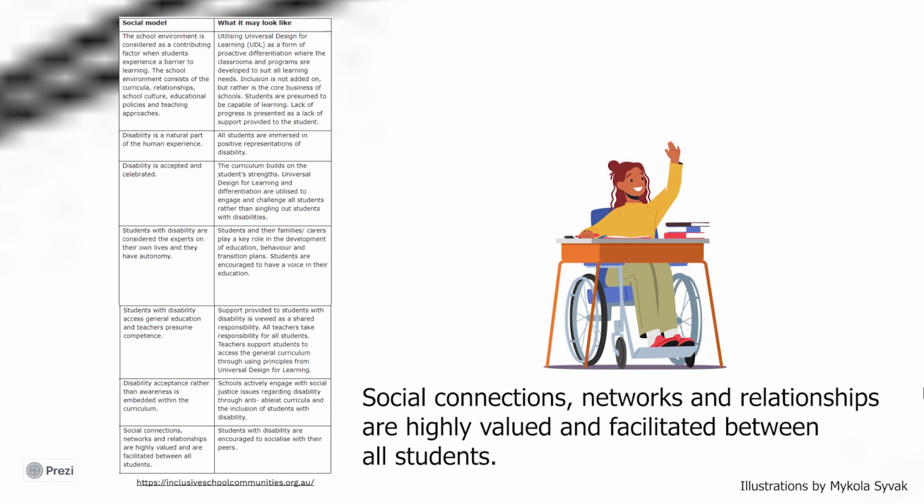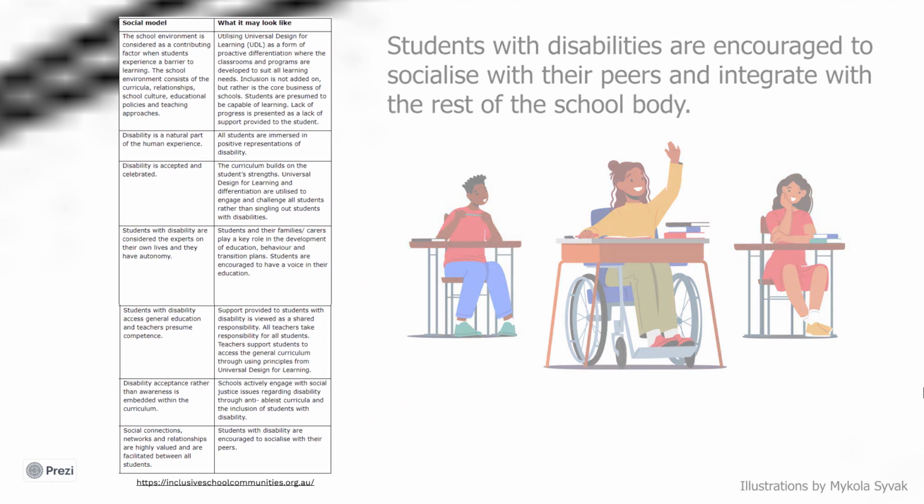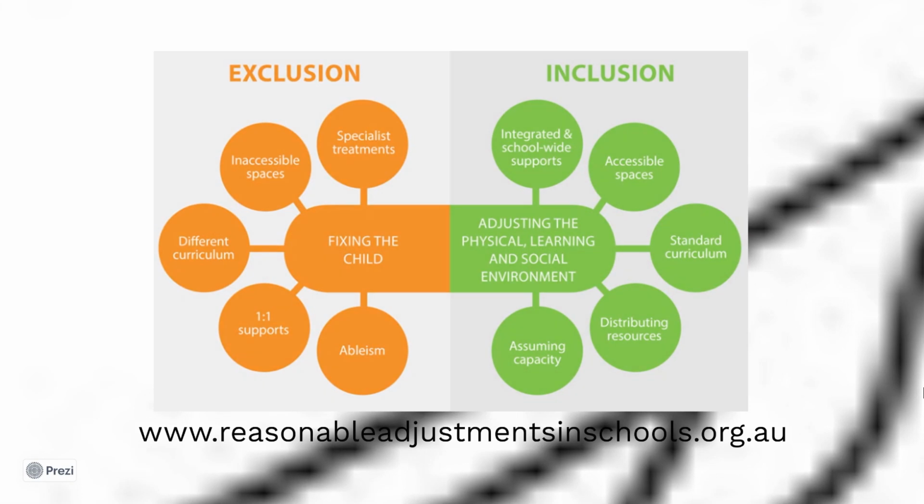Social connections, networks and relationships are highly valued and are facilitated between all students. Students with disabilities are encouraged to socialise with their peers and integrate with the rest of the school body. The medical and social models of disability may also be viewed in terms of exclusion and inclusion. On the one hand, exclusion revolves around fixing the child, perhaps with special treatments, one-on-one supports or different curriculum. There may even be inaccessible spaces in the school campus, and overall there may be prejudices such as ableism.